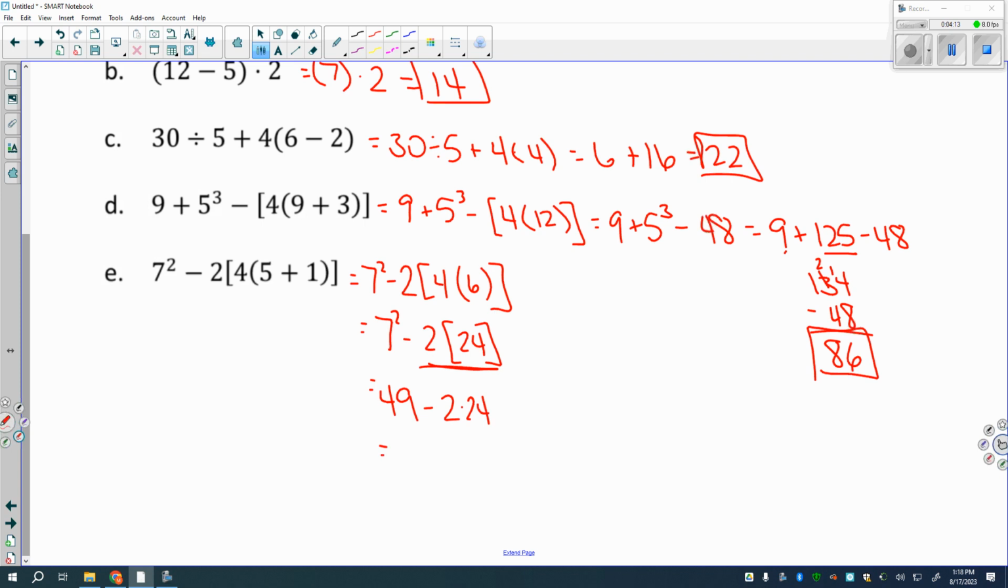Multiplying and dividing. And then adding and subtracting. And all I have is this subtracting, and I get 1. Be careful of this. Again, don't try to do too much at once. That's where students have trouble with order of operations.